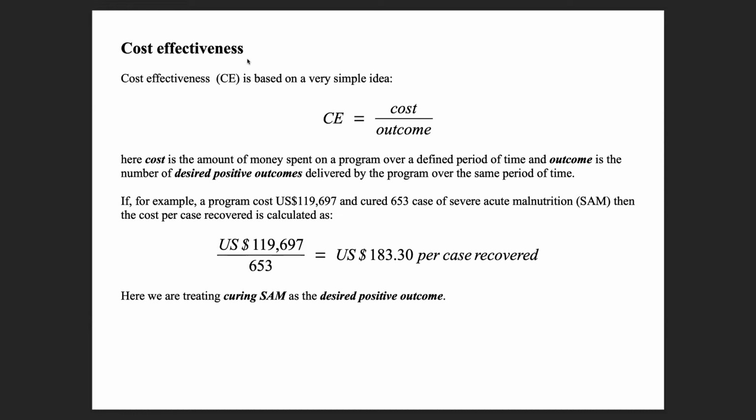So a simple example here is that the program cost just under 117,000 and cures 659 cases. We divide the one into the other. We find that in this case, this program spent about $183 to recover a child, to cure SAM. And in this case, curing SAM is our desired positive outcome. And I think you should keep in mind that what you're interested in here is desired positive outcomes.